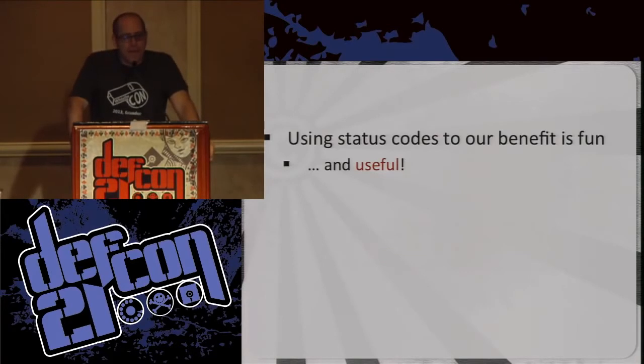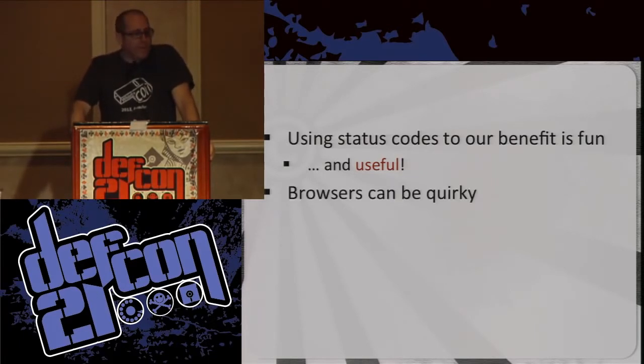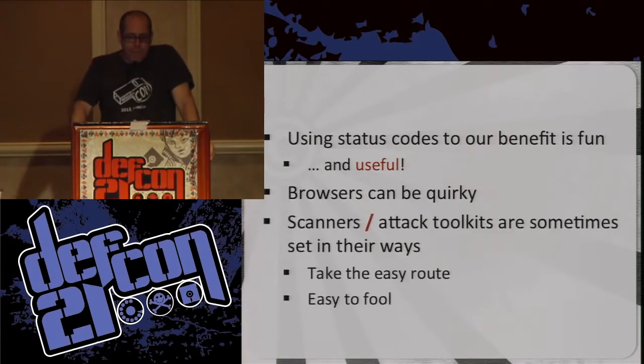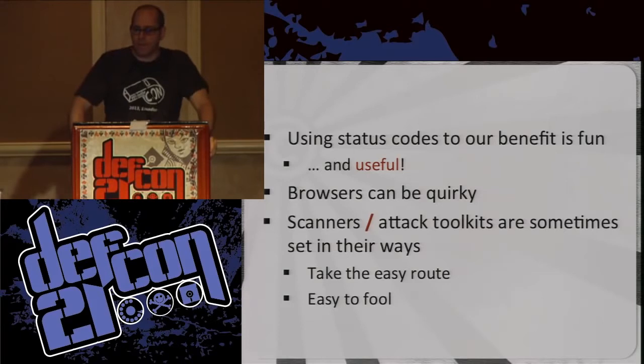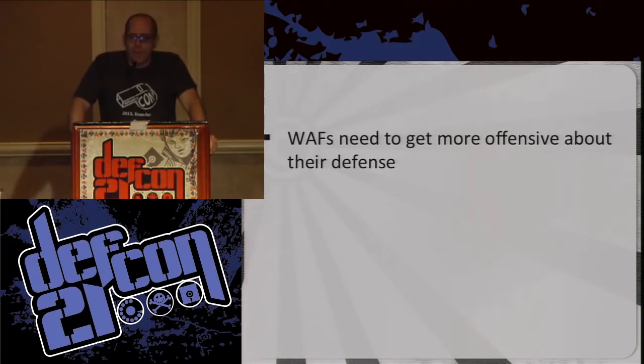So quickly running through what we've talked about here. We can use status codes to our benefit. It's fun, it's useful, and we can slow people down with it. But browsers can be quirky, so we need to do it in specific ways. And scanners and attack toolkits are set in their ways. This is the way we did it in 1990, and goddamn it, this is the way we're going to do it in 2013. Get off my lawn. It's just the way things are. Why change things if it's working? So my goal here is to make it not work.